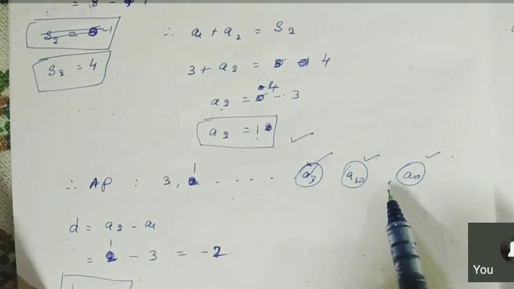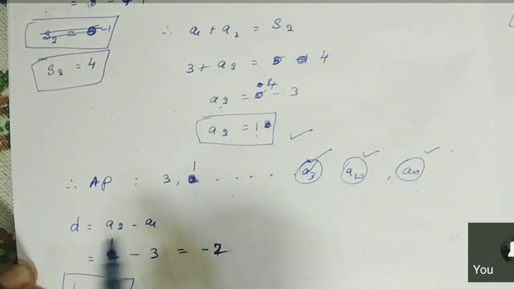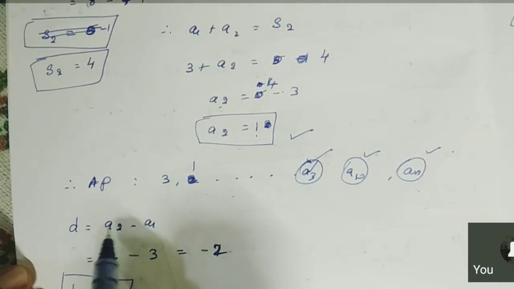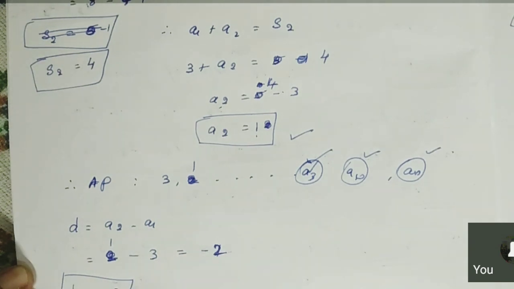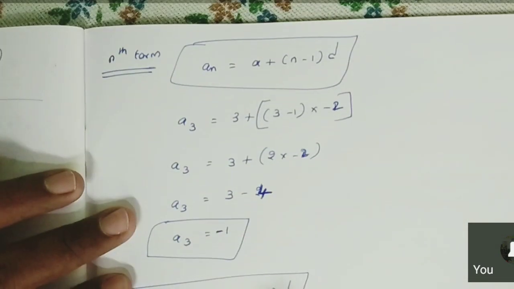Clear? So when we want to find A3, we need to find the D value. So D is equal to A2 minus A1. A2 is 1, 1 minus 3 is equal to minus 2. Then D is equal to minus 2. Now we found the D value, so we can go to the nth term formula to find A3.